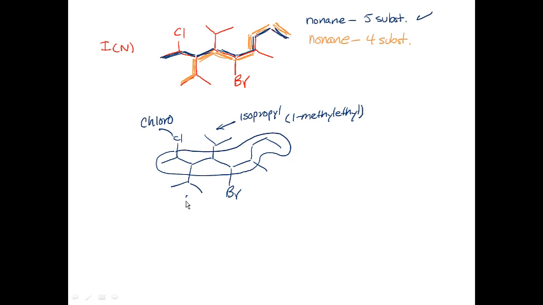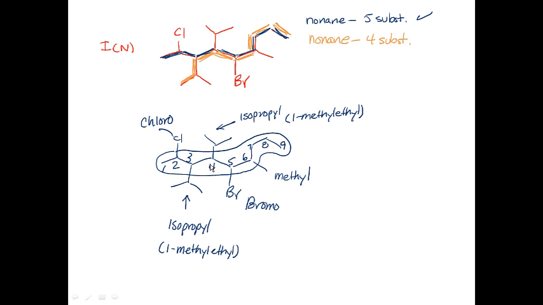Down here I have an isopropyl, or 1-methyl ethyl. And then I've got a bromo group, and then I've got a methyl. So in terms of the numbering scheme, I pretty much have to go left to right because I encounter the chlorine at carbon 2. If I went from right to left, I would encounter the methyl group at carbon 1, 2, 3, 4. So clearly this is the correct numbering scheme.